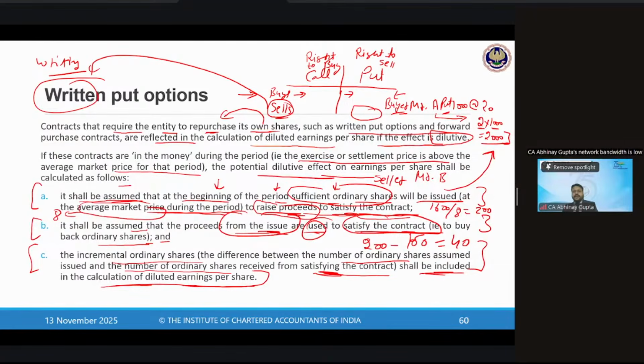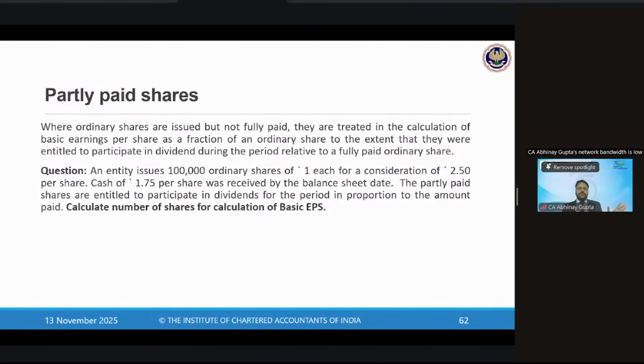Until now, all the discussion we had for the purpose of calculation of basic and diluted earning per share revolved around calculation of weighted average number of shares, and we have never thought what if those shares are partly paid. Possible, not possible? Yes, possible. One more angle for the calculation of weighted average number of shares.